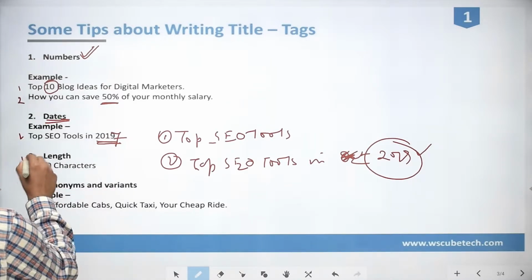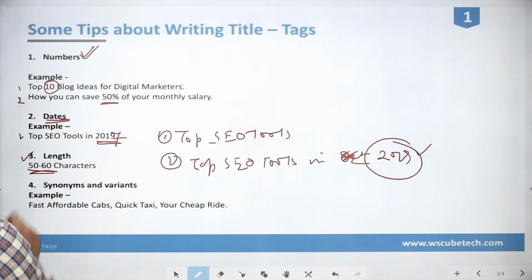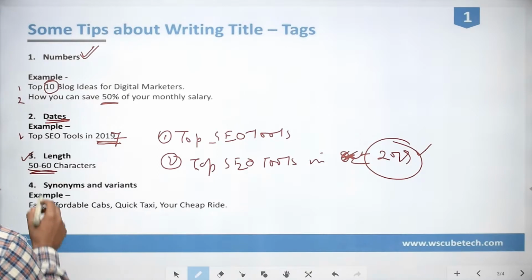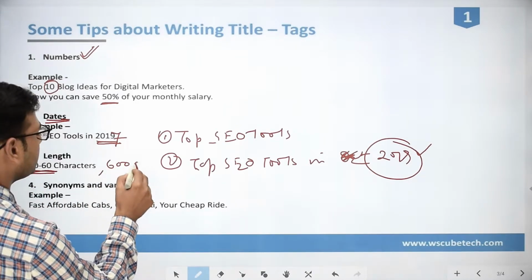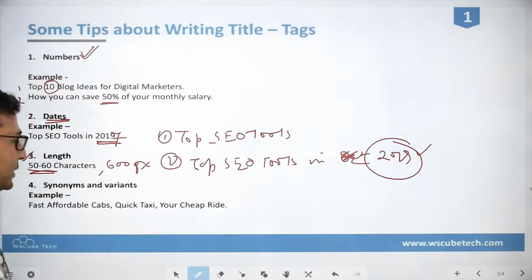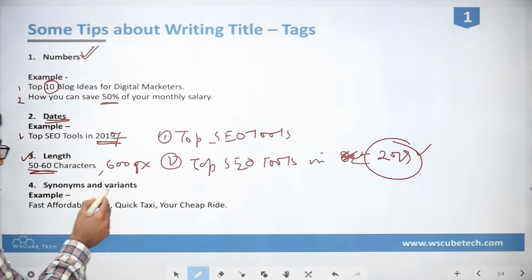So this is the second tip about writing title and title tags. And then the third tip, which is something very basic about SEO, is that you should write your title somewhere around 50 to 60 characters, and if we convert this into pixels, it can be about 600 pixels. Then you can use synonyms and variants.